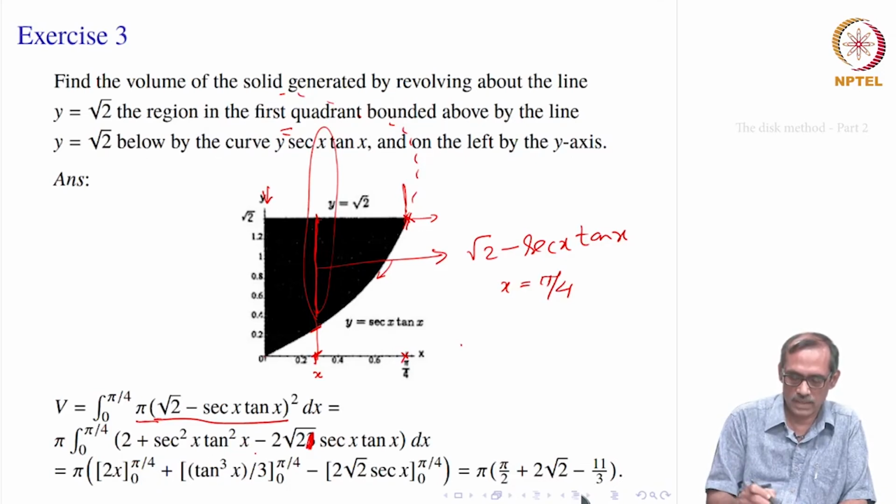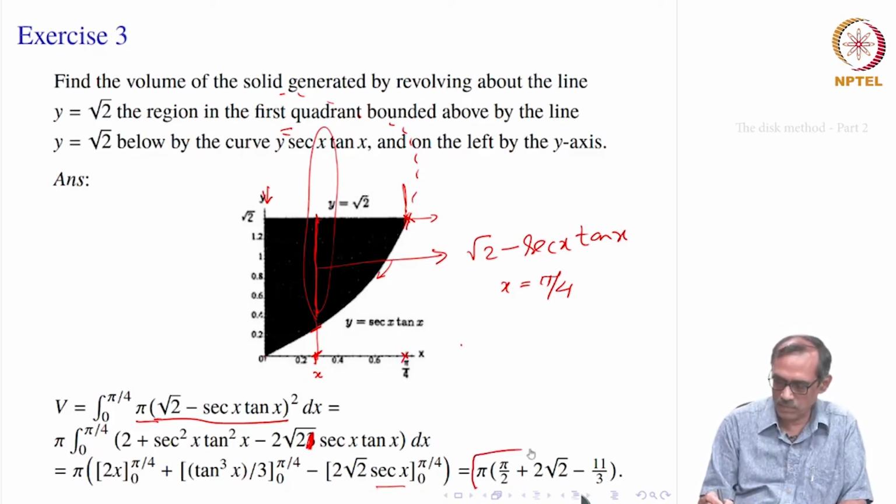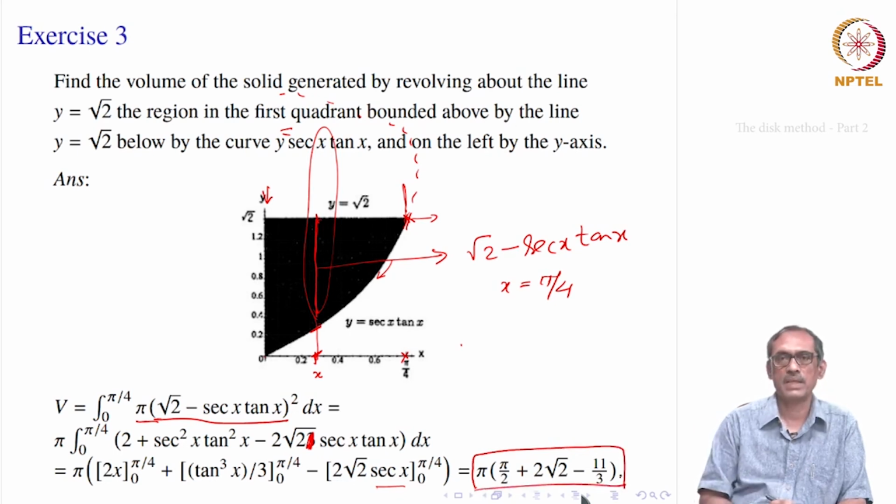Here you have to take tan x as u. So, tan square x and secant square x dx becomes u square du, so it is tan cubed x divided by 3, that is u cubed by 3. Of course, if you differentiate you get back that. Then the integral of secant x tan x is secant x, and we have the constant 2 root 2. That is how it looks, and it is to be evaluated from 0 to pi by 4 and then subtracted. So, that simplifies to pi times (pi by 2 plus 2 root 2 minus 11 by 3).